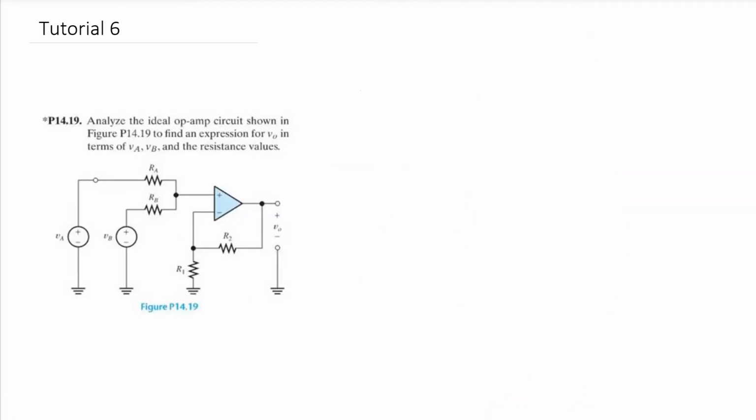Alright, so this question here asks us to analyze the ideal op-amp circuit shown in the figure and find an expression for the output voltage in terms of the voltages VA and VB, and find the resistance values as well. So let's remember our ideal op-amp rules. Vn equals Vp and In equals Ip equals 0.